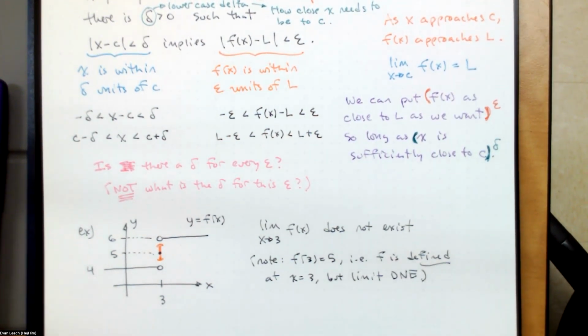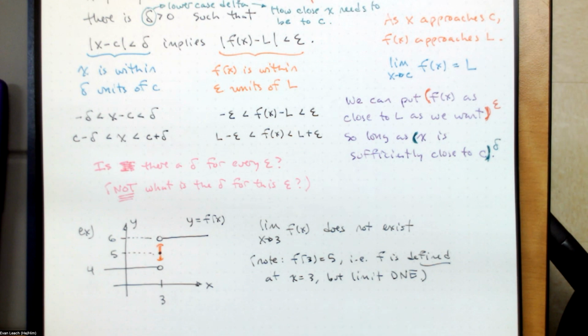The function is defined at 3. F of 3 is equal to 5. We have a value for the function, but we don't have a limit. We're not approaching something. Any questions?